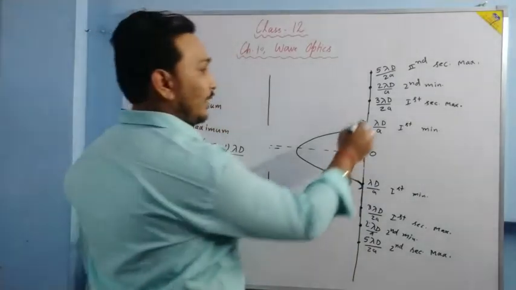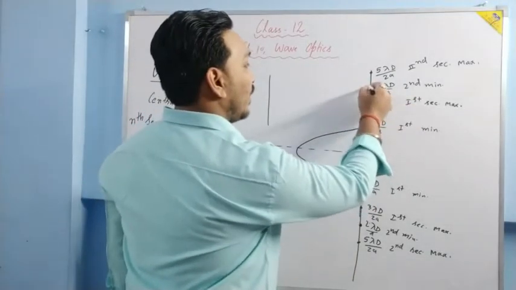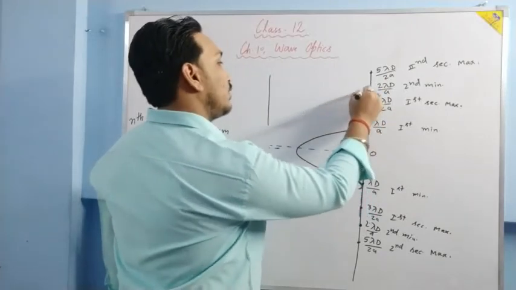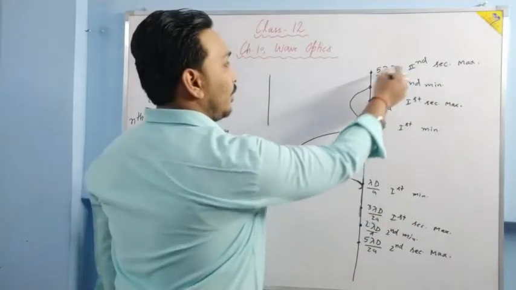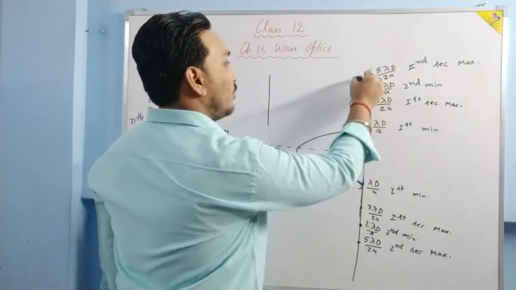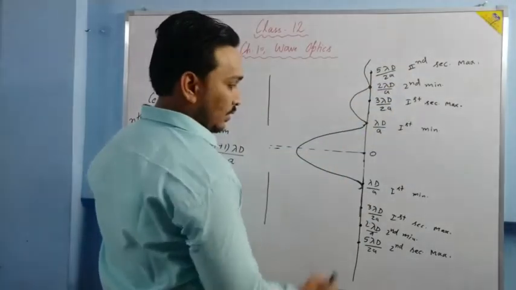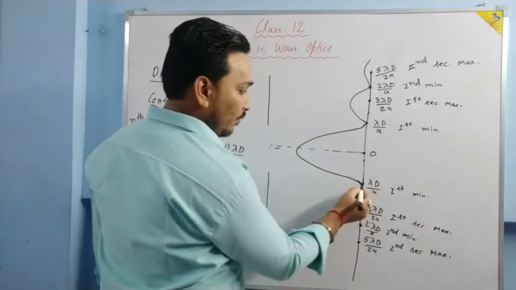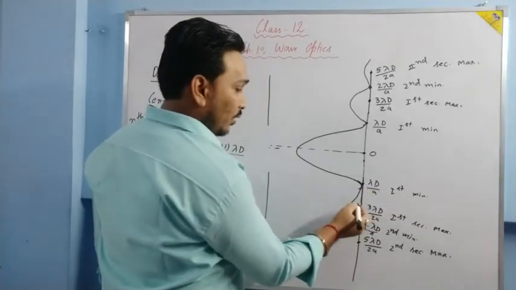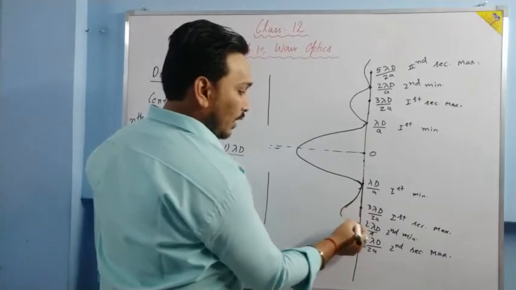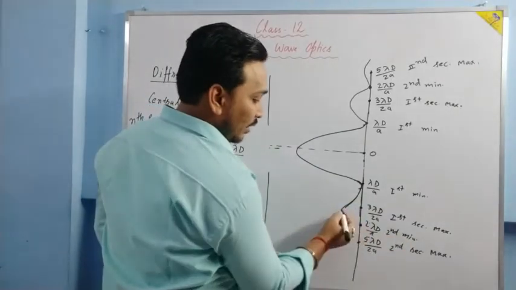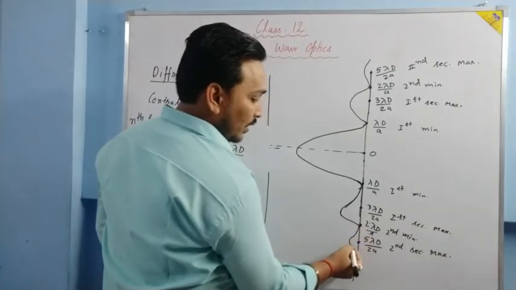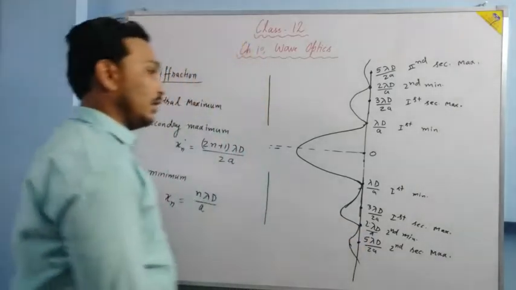Then at 3 lambda D by 2a is the first secondary maximum, again at 2 lambda D by a is the second minimum. The graph will go like this. At 5 lambda D by 2a is a maximum, it will be like this. The same happens at the bottom also: at 3 lambda D by 2a the first secondary maximum, and at 2 lambda D by a the second minimum. The graph will go like this, then at 5 lambda D by 2a a maximum.